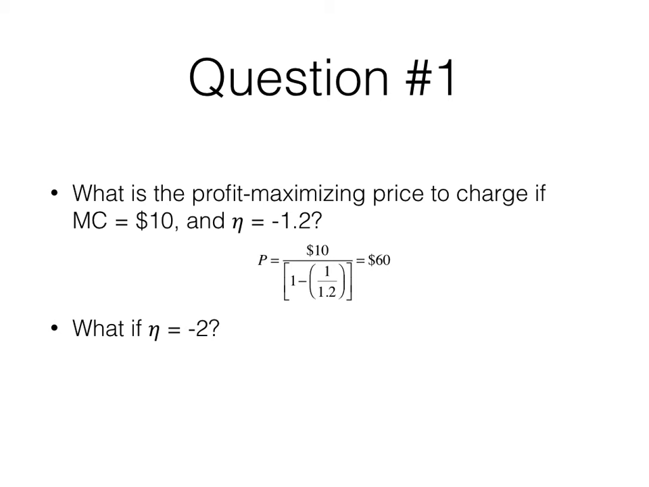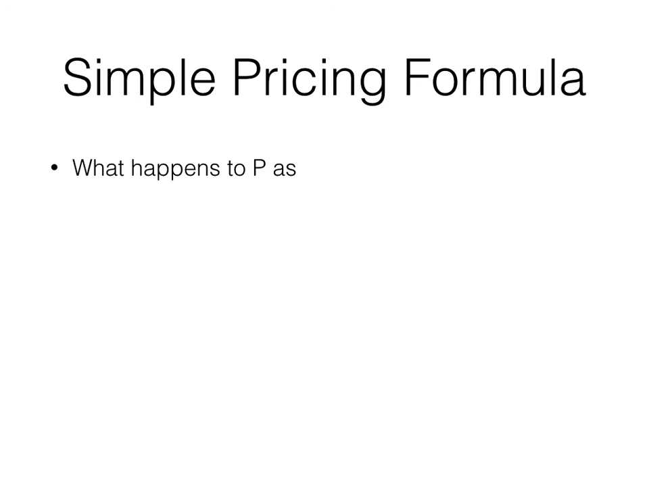Now, what if elasticity is equal to minus 2? Again, pause the video and try to figure this one out. When we use minus 2, it's simply 1 over 1/2, and that's going to be doubling our marginal cost. So now price is equal to 10 divided by 1 minus 1/2, which is equal to $20. Notice that because elasticity is greater, the price has to fall. And that makes perfect sense, and we'll see why in just a second.